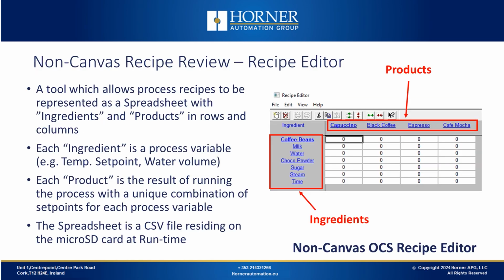We will start our non-Canvas recipe review with the recipe editor. The recipe editor is a tool that allows recipes to be represented as a spreadsheet, with ingredients or process variables as the rows, and the products or the different combinations that result from the manipulation of the process variables as columns. This spreadsheet is a CSV file that resides on the micro SD card at runtime. There have not been many changes made to this feature from previous versions of Cscape and non-Canvas models.